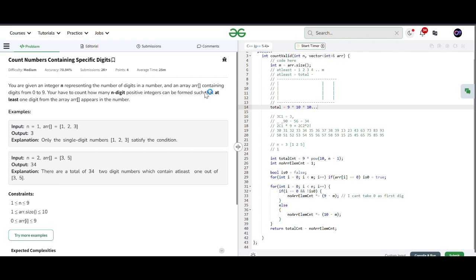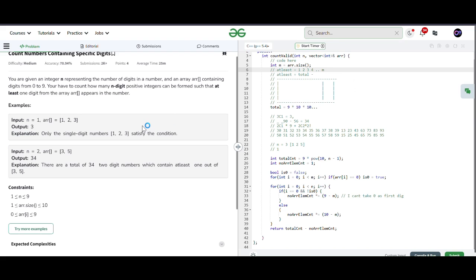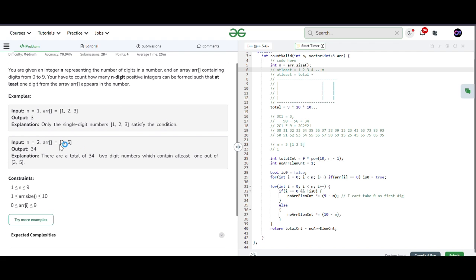And there is also the term at least, right? What at least means is that I can take one digit from the array, or take two digits from the array, like any of the two digits. It may be one, two, or two, three, or three, one, right? And I can take three digits also. So at least means one, two, three for this first case, right? But since n equals one, I can take only one out of three digits. Here for this case, at least means I can take one or I can take two digits, right?